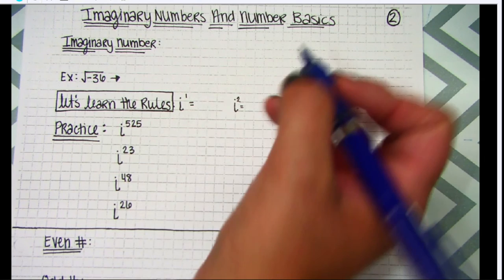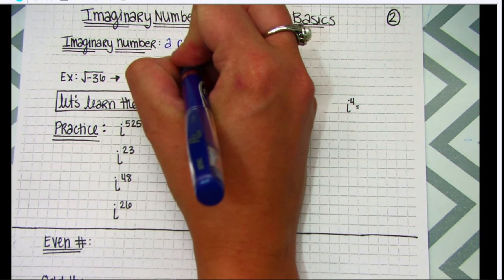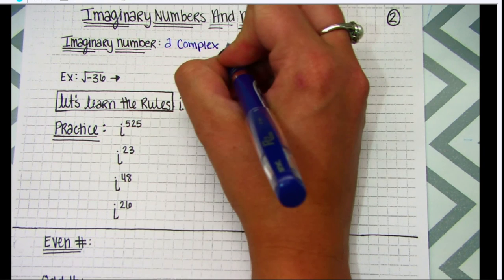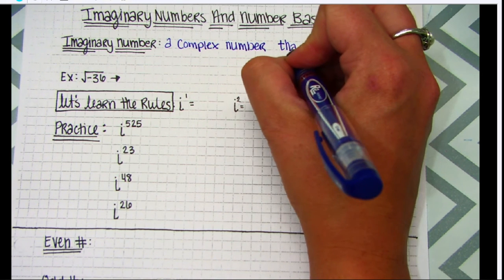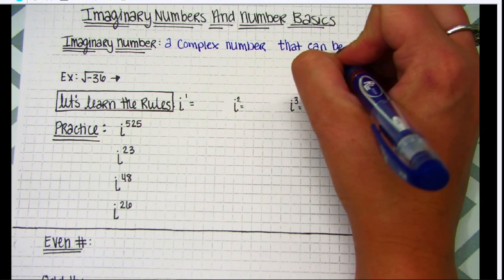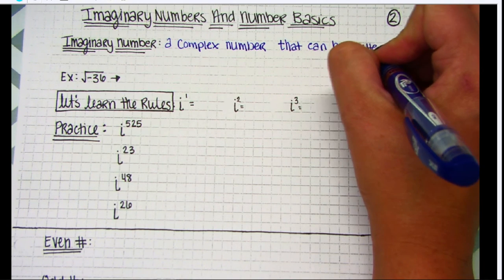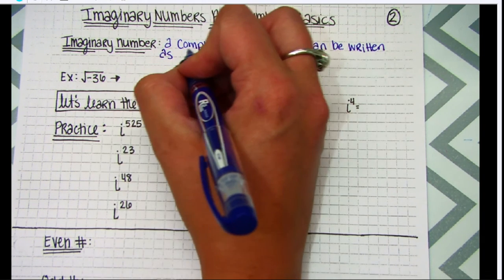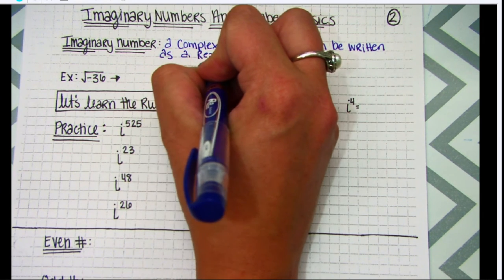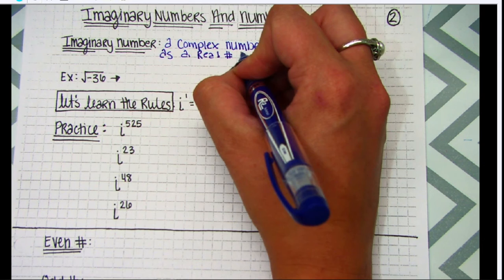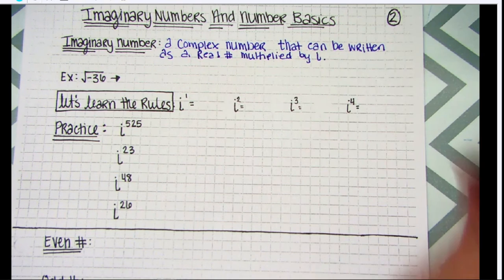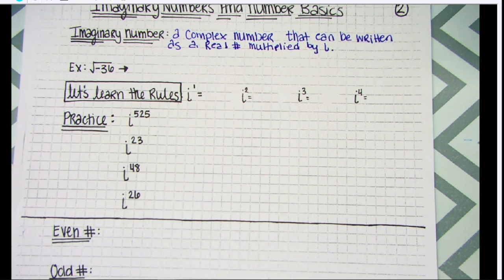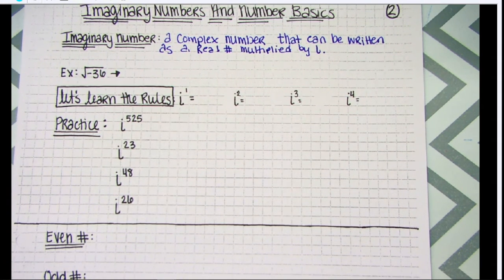So an imaginary number is a complex number. It's a complex number that can be written as a real number multiplied by i. So the little i, it's a lowercase i, it stands for imaginary. So it's just an imaginary number.